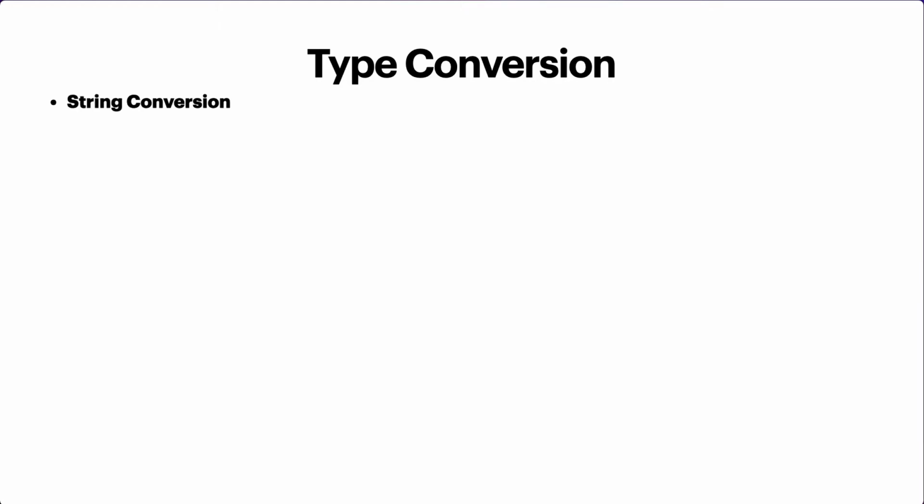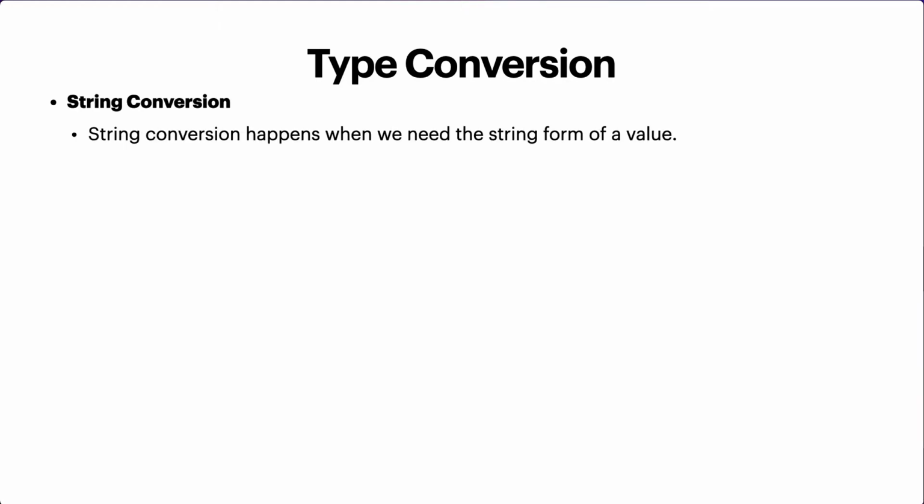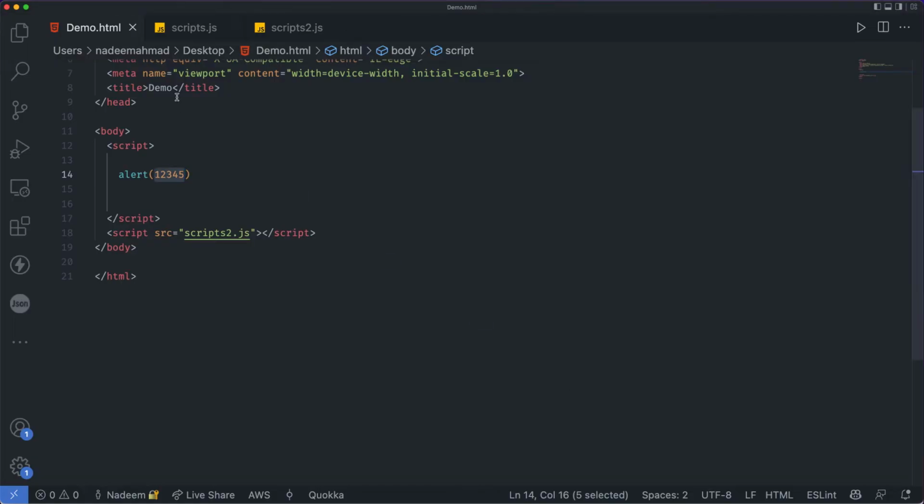String conversion we'll talk about first. String conversion happens when we need the string form of a value. For example, we have a number and we want to make a string out of it. Then we can simply use the String function to convert a value into a string type. Let's see how it works. Let's assume that we have a variable called num, and its value is a number, since we are assigning just a number to it.